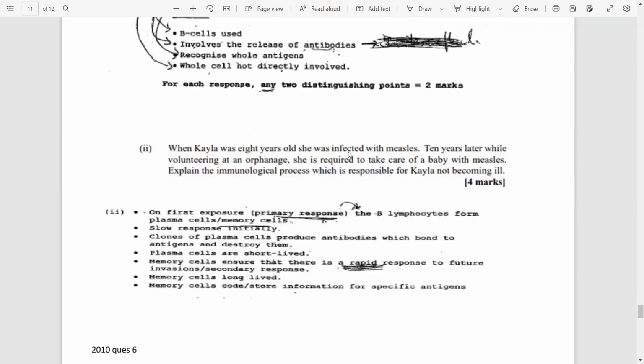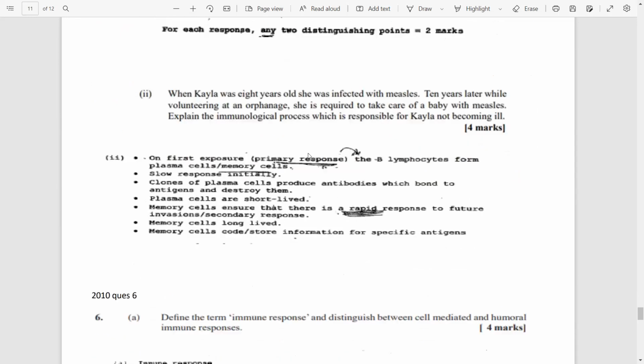All right, when Kayla was 8 years old, she was infected with measles. 10 years later, while volunteering at an orphanage, she's required to take care of a baby with measles. Explain the immunological process which is responsible for Kayla not becoming ill. So Kayla had gotten a first exposure to measles and had done a first response, primary response. So she actually had B lymphocytes that were formed and she made memory cells. That initial response was slow, but she left back clones of her plasma cells, which were known as memory cells.